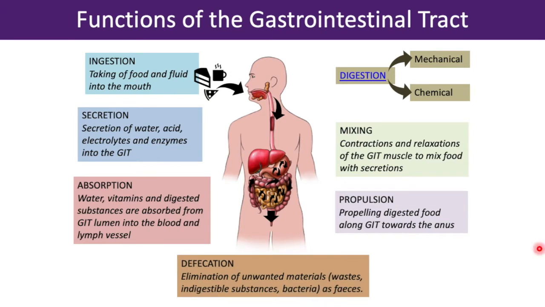And finally, another GIT function is defecation. The GIT eliminates unwanted materials such as waste, indigestible substances, bacteria, and dead cells that are sloughed from the lining of the GIT. These unwanted materials are termed feces. So basically, these are the major functions of the GIT.